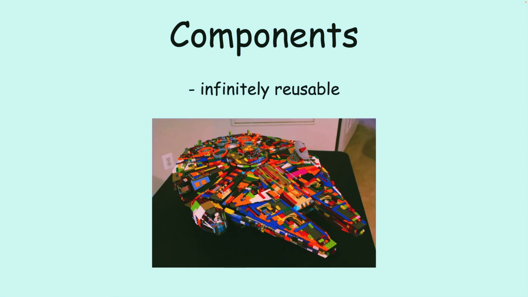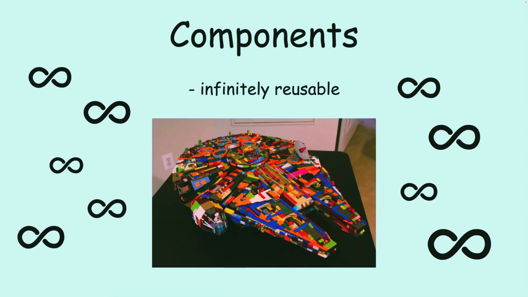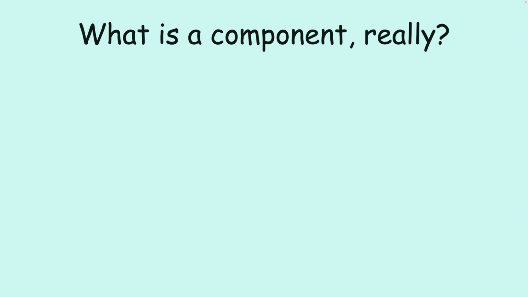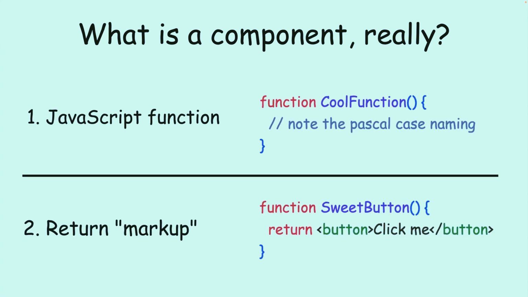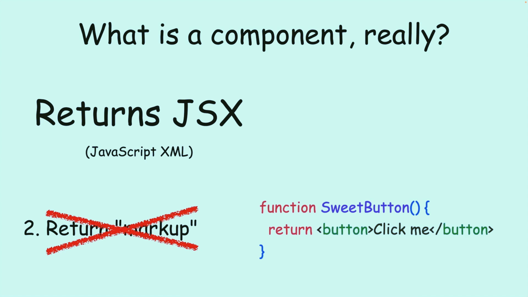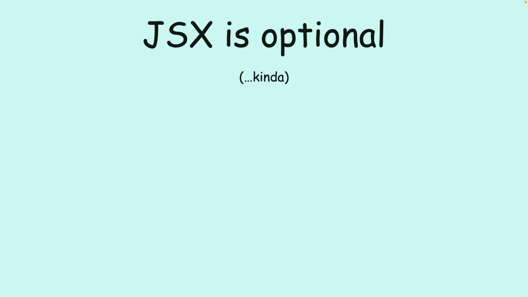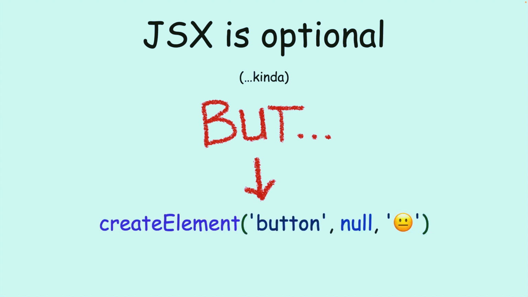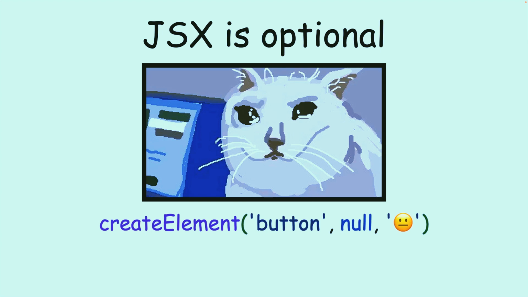Just like Legos, you can use components as many times as you want. Every React component is a JavaScript function that returns markup. But since React is a JavaScript library, React components don't return HTML markup. They actually return something called JSX, which is JavaScript in disguise. JSX is optional, but the alternative way to make user interfaces is with the function createElement, which gets annoying to write pretty fast, so everyone just uses JSX.